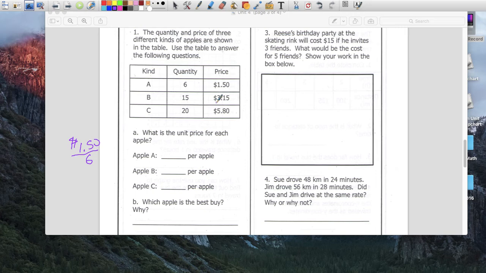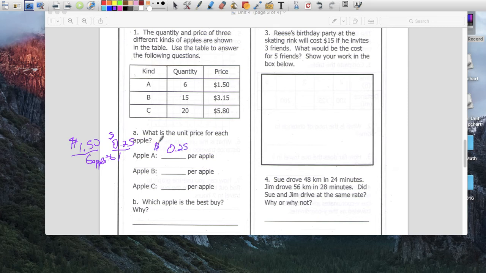I divide top and bottom by 6, right? Remember how to change to unit rate? So we're going to change this to find the unit rate. We want to find the price for 1 apple. So this is apples. So the 6 to become 1 is divided by 6. And 150 divided by 6 is 25 cents. So the price for each apple is 25 cents.